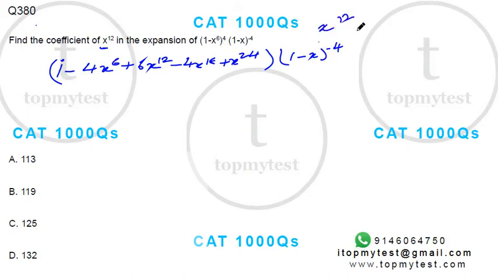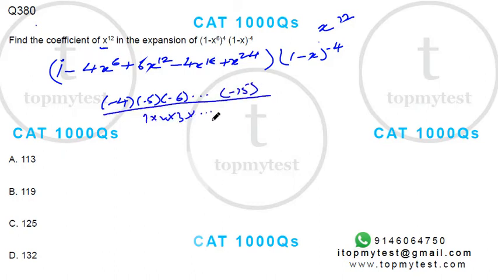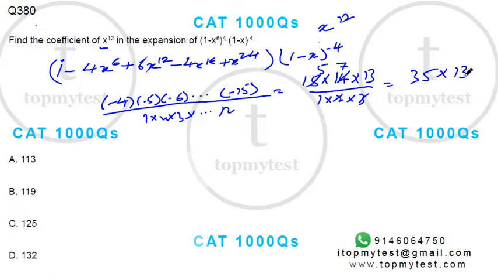Coefficient of x to the power 12 will be minus 4 into minus 5 into minus 6 till minus 15 divided by 1 into 2 into 3 till 12. This will give us 15 into 14 into 13 divided by 1 into 2 into 3. That gives us 5. This gives us 7. So that's 35 into 13. Let's keep it as it is. We'll solve this later.